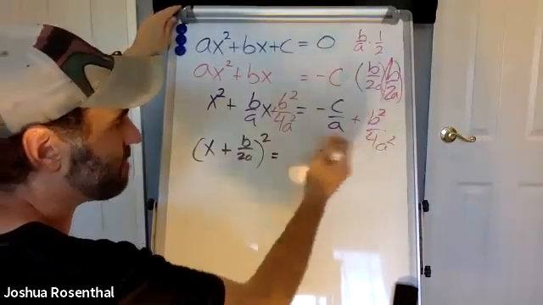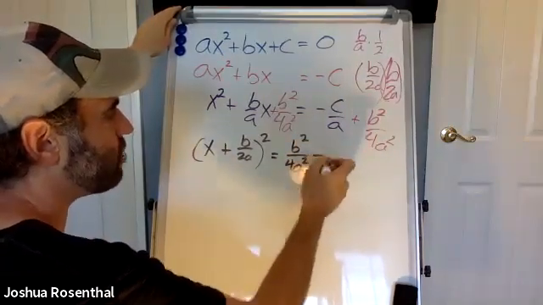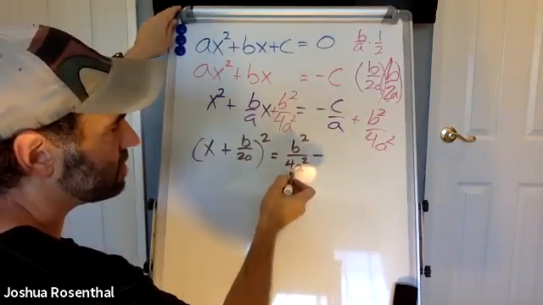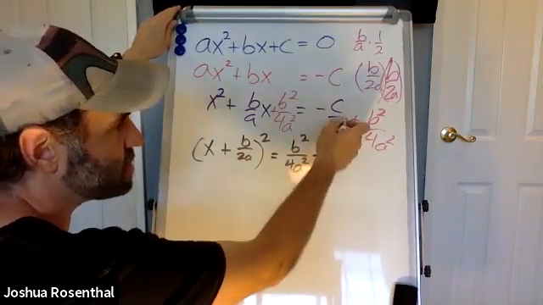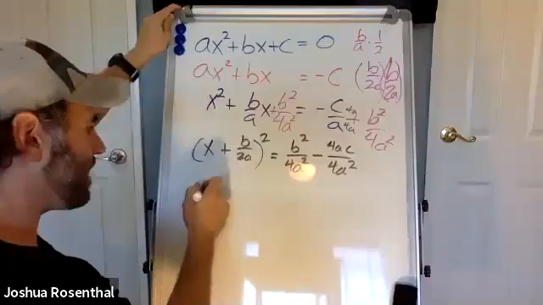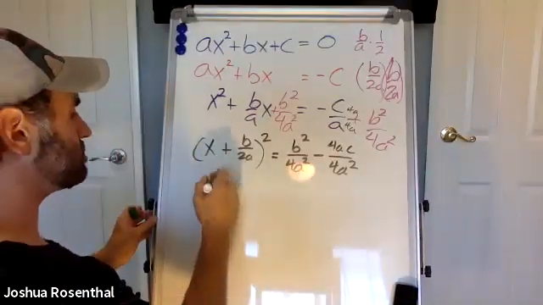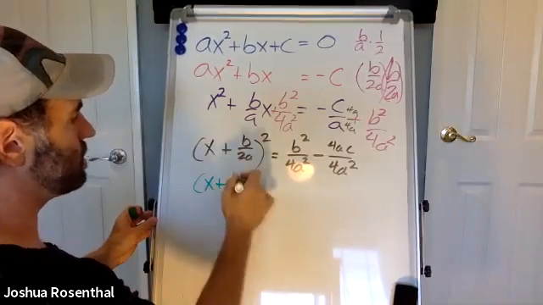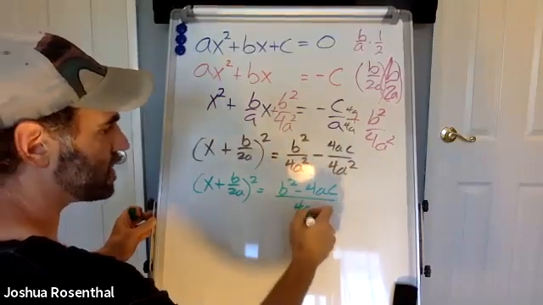Now I'm going to use the commutative property to switch places here. Not only that, I want to write this with a common denominator. So this has an a. How do I get it to be 4a squared? I'm going to need to multiply by 4a over 4a. So that's going to give me 4ac over 4a squared, which I can then rewrite everything with a common denominator. So I have here x plus b over 2a squared is equal to b squared minus 4ac all over 4a squared.